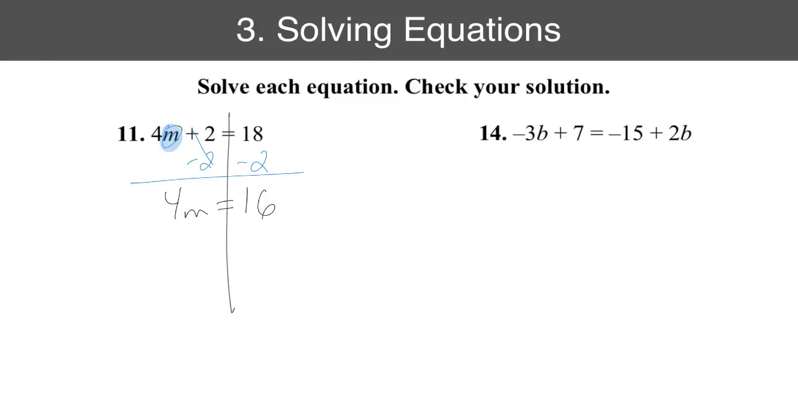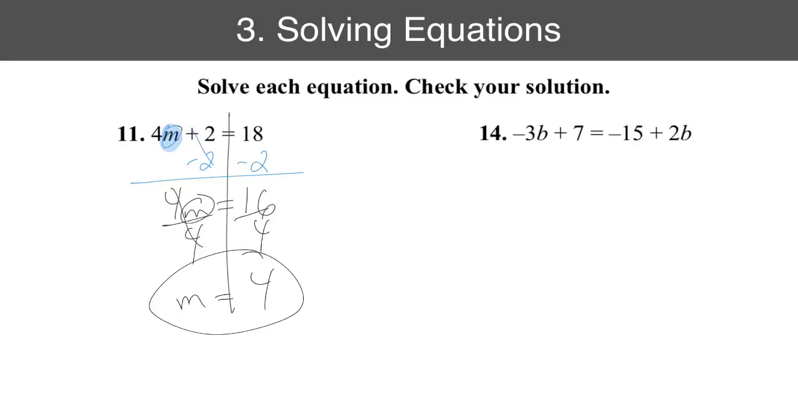All right, so now we're still working on the m. We're still trying to get the m by itself. So now it's m times 4. So to move the 4, we're going to divide by 4. So then we have 16 divided by 4. So m would equal 4. So that would be your final answer. M equals 4. All right, let's look at 14.